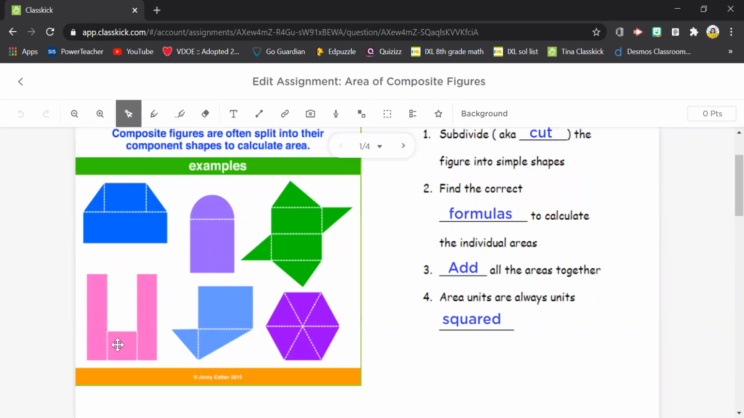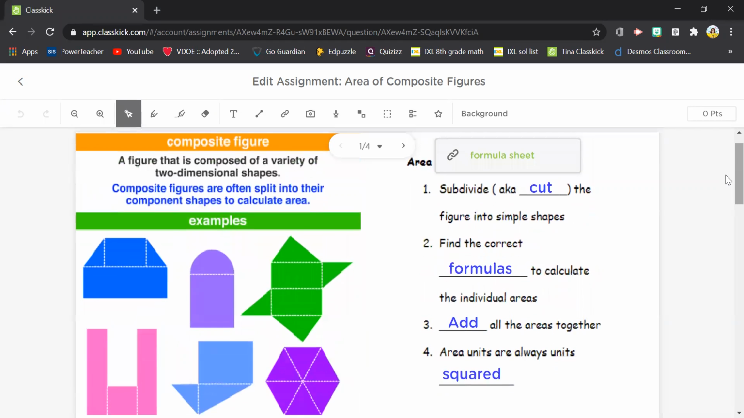This entire pink shape is made of 3 rectangles. Then you have this blue shape that's made of 2 rectangles and 2 triangles. Here's a rectangle and a semicircle, and so on. So these are all composite shapes.